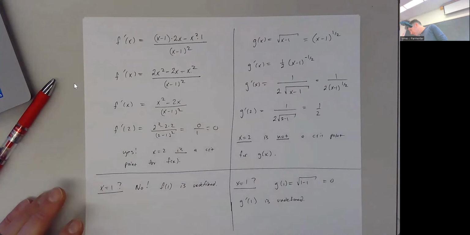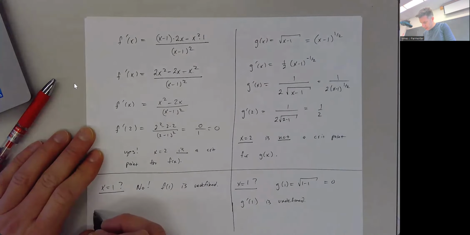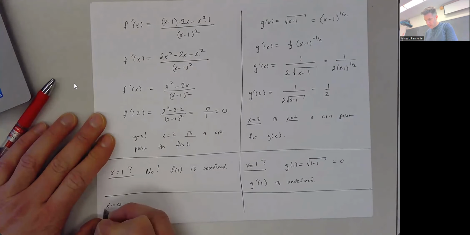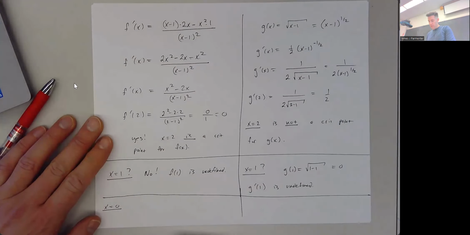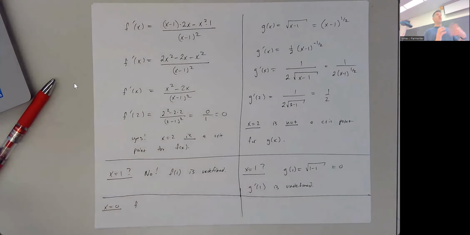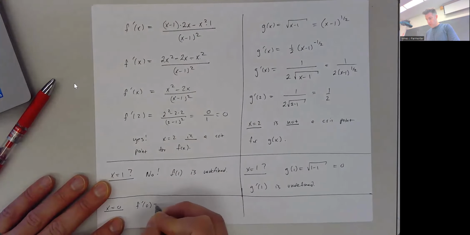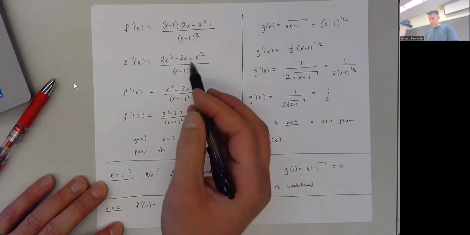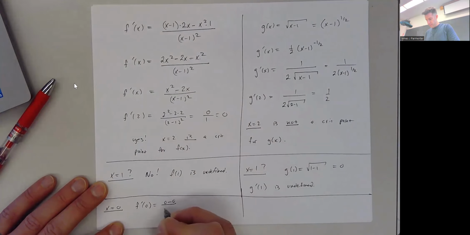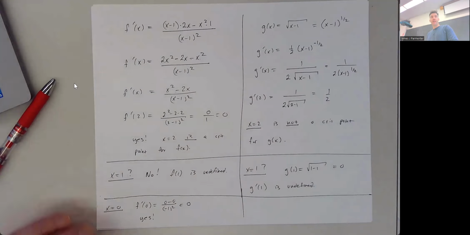All right, let's look at the last one. I think the last one was x equal to 0, and I think we can squeeze it in here. So how about x equal to 0? Well, first of all, 0 is in the domain, right? 1 was the only thing that was questionable. f prime of 0 is equal to, let's see, 0 minus 0 over 1, which is definitely 0. So yes, x equal to 0 is a critical point for f of x.